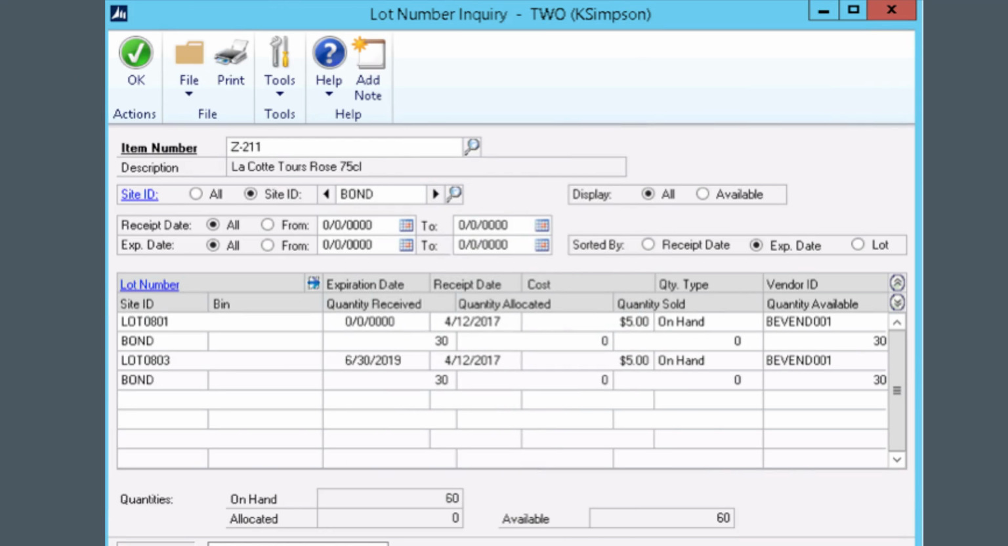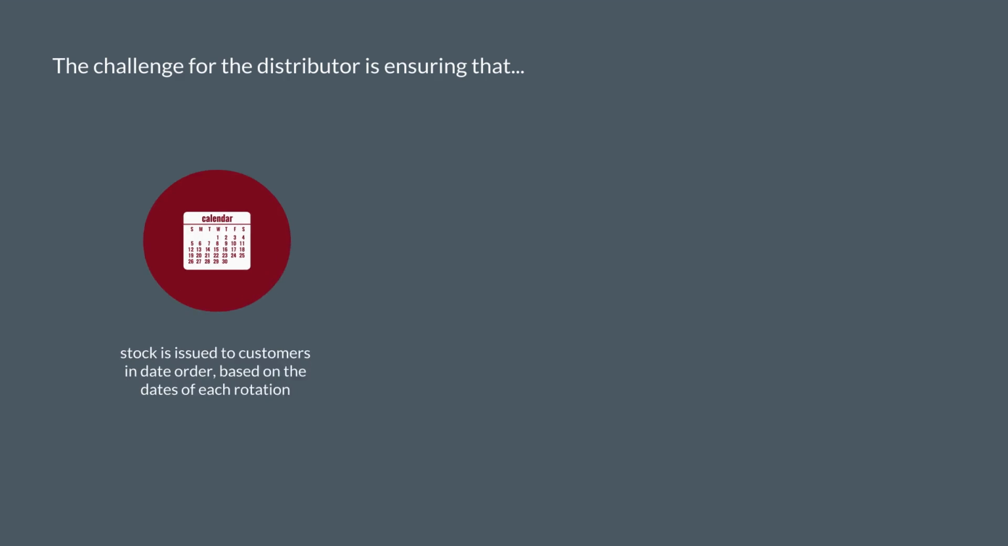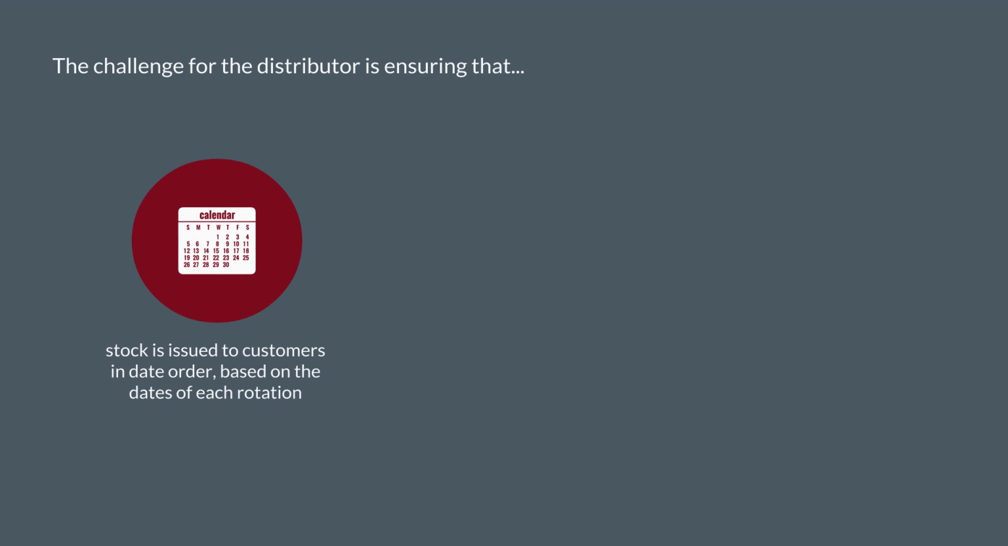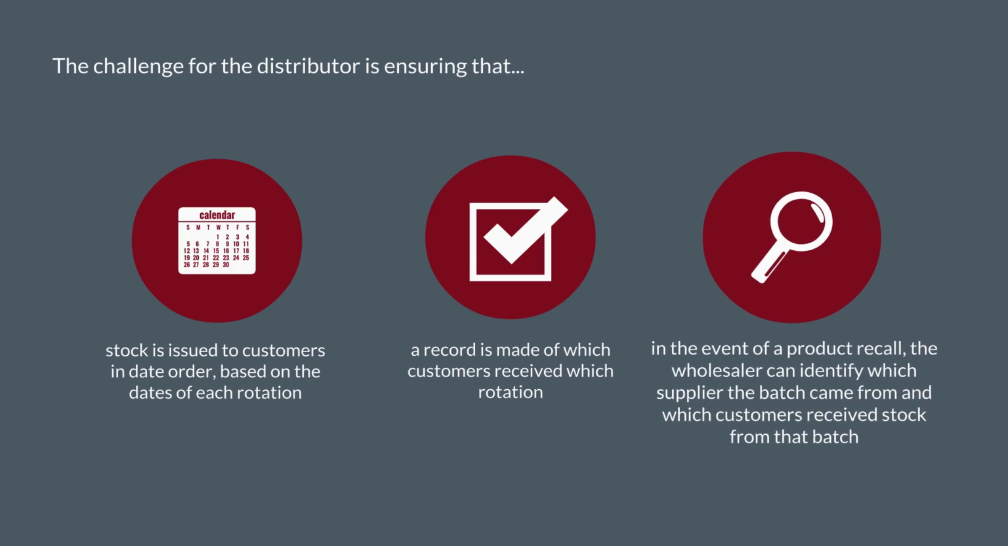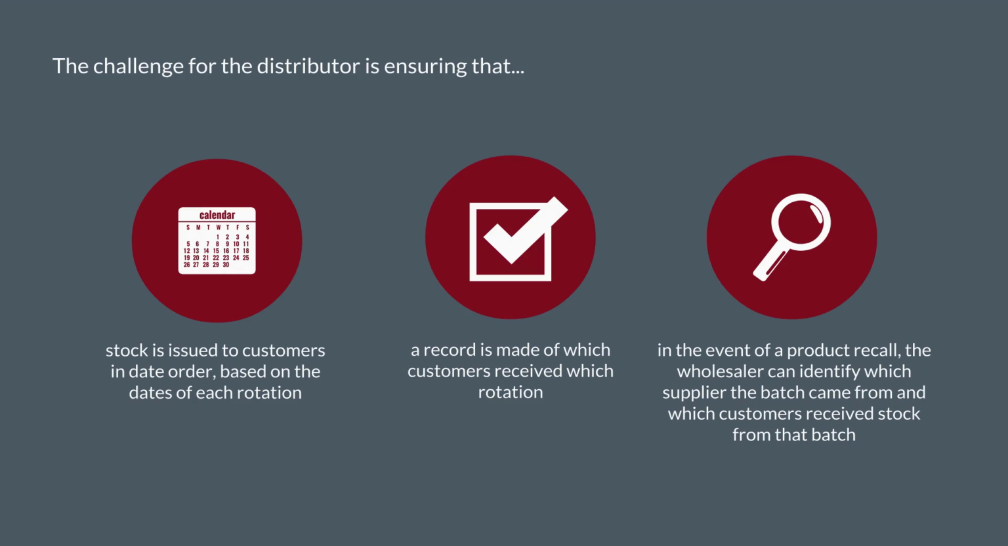Wine shipments from suppliers come with a lot or batch number, often referred to as rotation. Each rotation has its own reference number with a series of dates such as used by, best by, and sometimes not before. The challenge for the distributor is ensuring that the stock is issued to the customers in date order based on the dates of each rotation. A record is made of which customer received which rotation. And in the event of a product recall, the wholesaler can identify which supplier the batch came from and which customers received the stock from that batch.